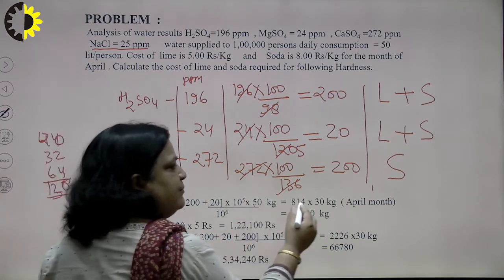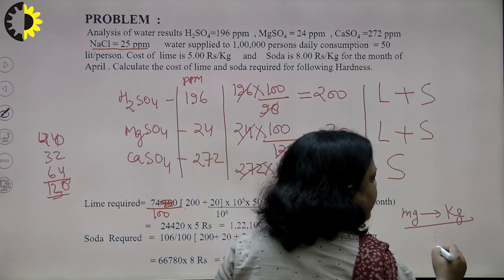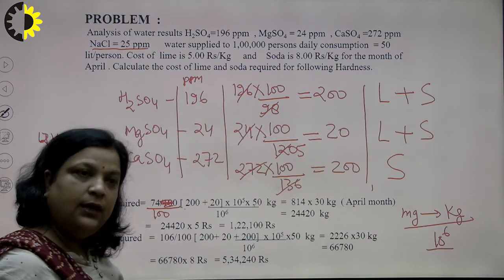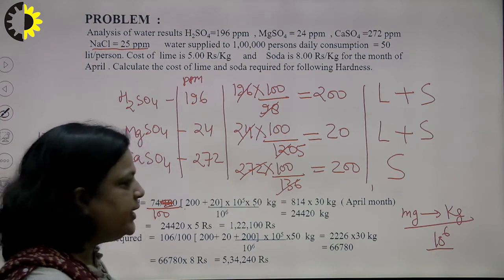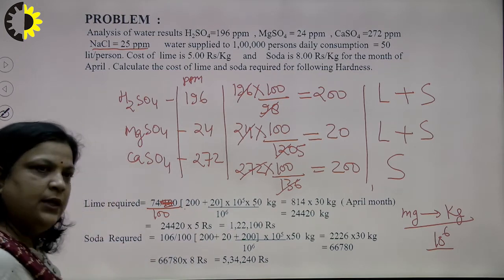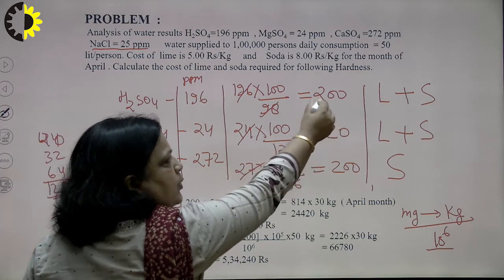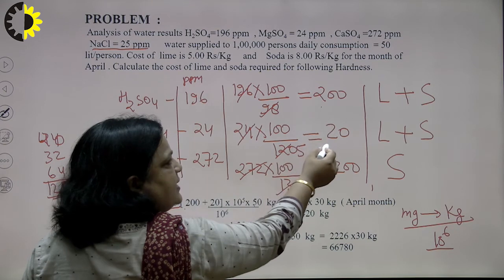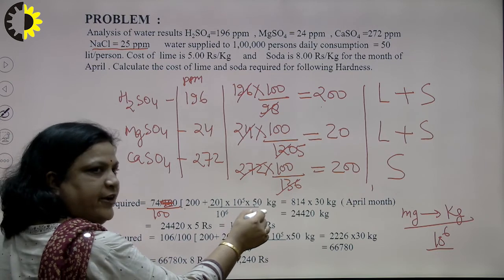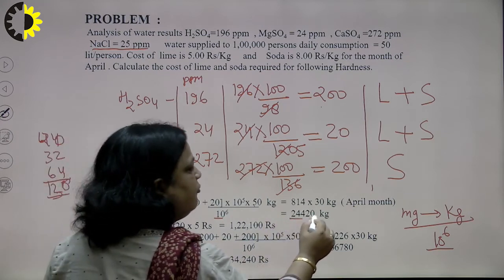So if we convert this mg into kg, we have to divide: first mg into gram, that is upon 1000, and gram into kilogram, that is upon 1000. So divided by 10^6. So it is basically 74 upon 100 into 220, because lime is required in the first case and second case. So 220 into 10^5 persons into 50 demand divided by 10^6, that is in kg. So we get 24420 kg.